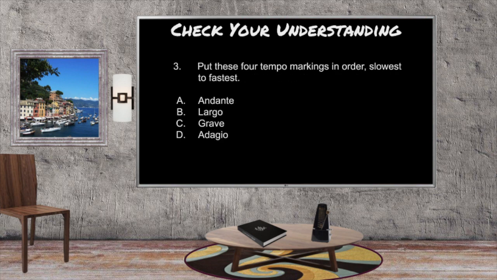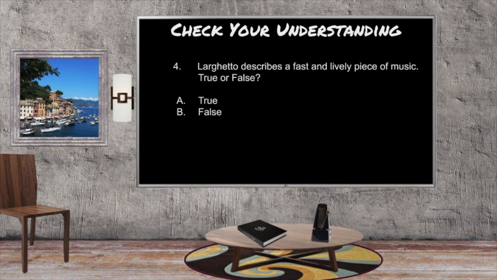Number 3. Put these four tempo markings in order, slowest to fastest. A. Andante. B. Largo. C. Grave. D. Adagio. Number 4. Larghetto describes a fast and lively piece of music. True or false? A. True. B. False.